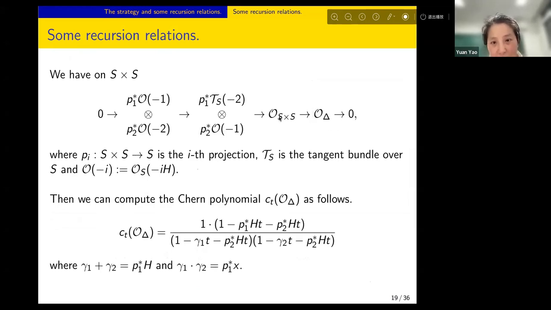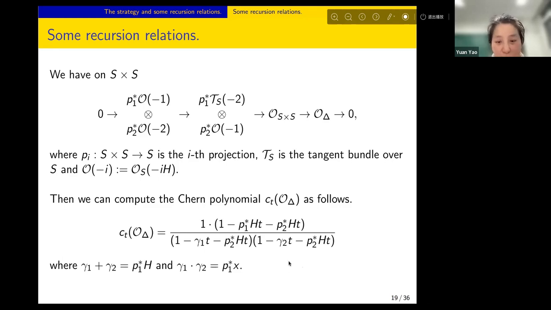So if S is any other surface, maybe a ruled surface, maybe you still have something for this diagonal, but it's totally different, right? So you get a totally different Chern polynomial. Then maybe you have a very different thing. You have to compute it in another way. I don't know.